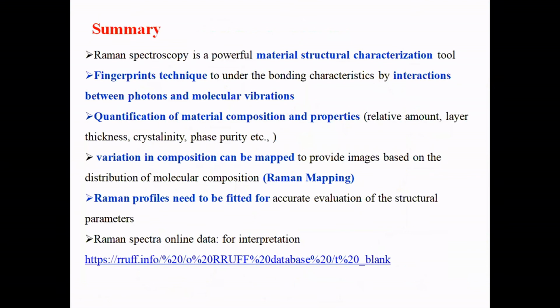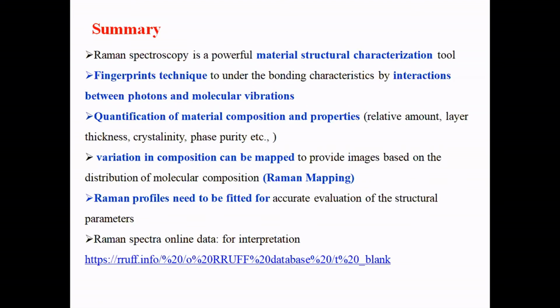It's useful for characterizing the interaction of the photon and the molecular vibrations, because the vibration is the key factor for getting the spectrum. And the quantification may be possible in a relative manner from the intensity values, and variation, small changes can be easily observed, and the mapping is highly useful if you have heterostructures or more than one layer or more than one compound within the powder. So that can be easily differentiated if you do mapping.